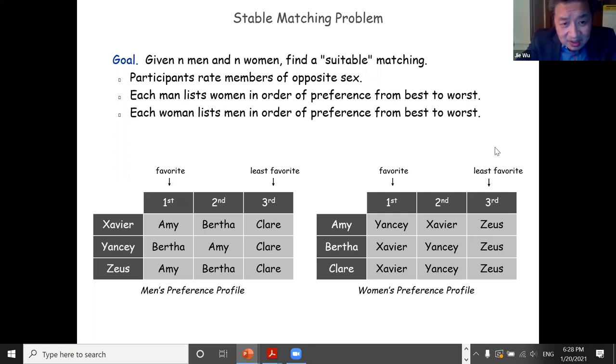You see that Xavier likes Amy, Bessa, Claire number three, right? So it looks like Claire is not very popular, last one, right? And in the women's preference, Zeus is the last one for all. You see the order is kind of random, right? So it's not uniform. Then how do you match this one, right?